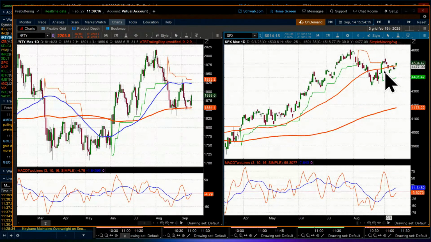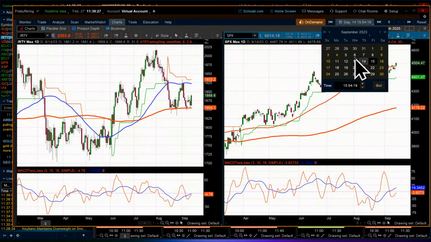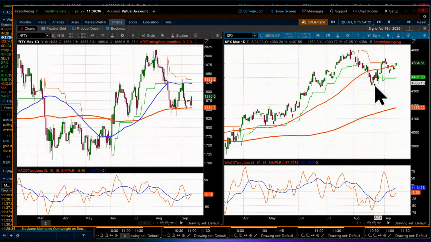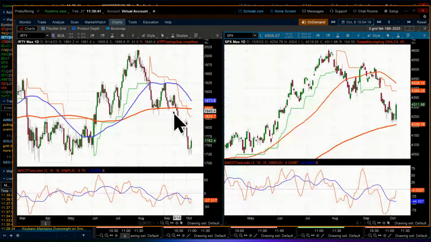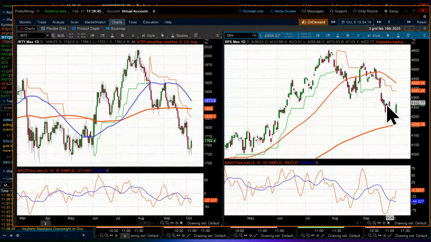S&P way up here, way up here. RTY is right at it. So now let's take the next thing. We're going to go in here and take October 7th. Let's say October 6th, 7th is Saturday. And you're going to see Russell decisively under it. S&P still over it. What's it going to take for the S&P to get destroyed?